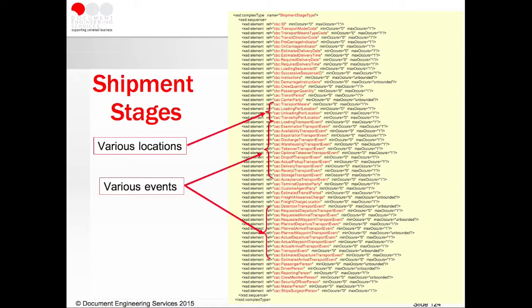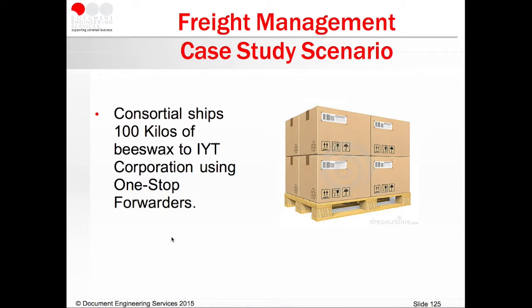And that's where we enter into the intermodal part of this, because some of these are dependent upon a particular mode of transport. So let's put some of that together and describe a case study, a very simplistic example, following on from some of the scenarios we've used in other tutorials, where this company IYT was buying beeswax from a company called Consortial.